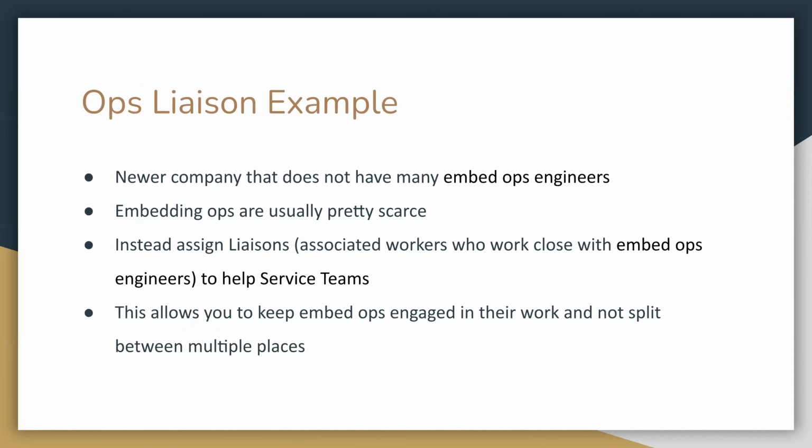Ops liaison examples are in a newer company that does not have many embedded ops engineers. Embedded ops are usually pretty scarce. Instead, assign liaison-associated workers who work closely with embedded ops engineers to help service teams. This allows you to keep embedded ops engaged in their work and not split between multiple places.